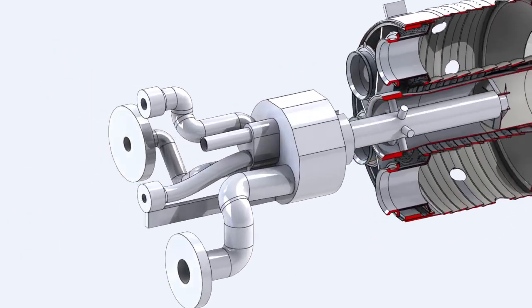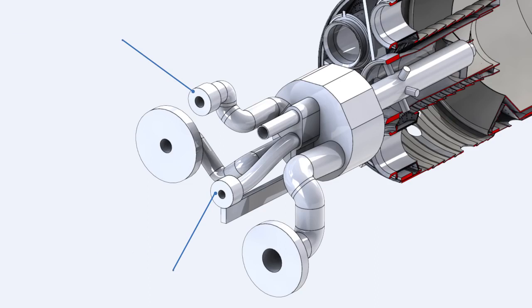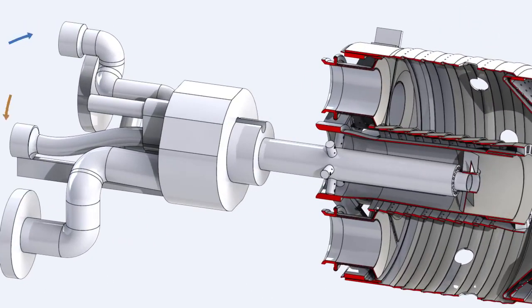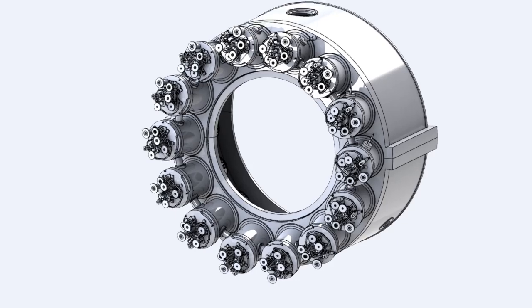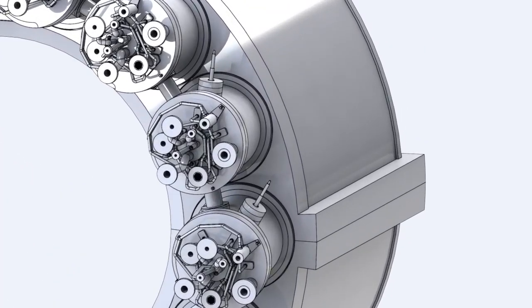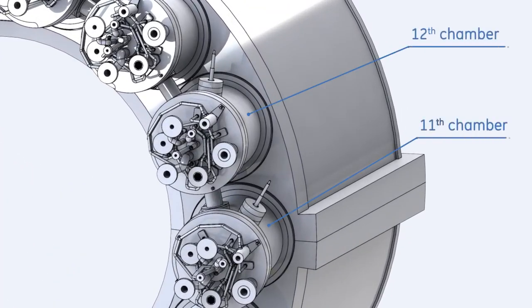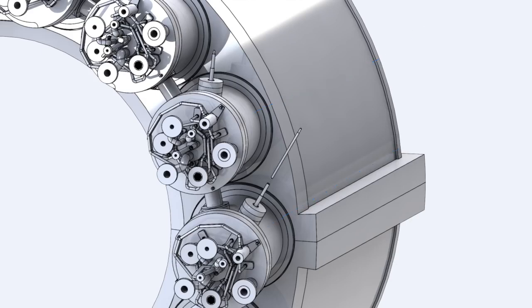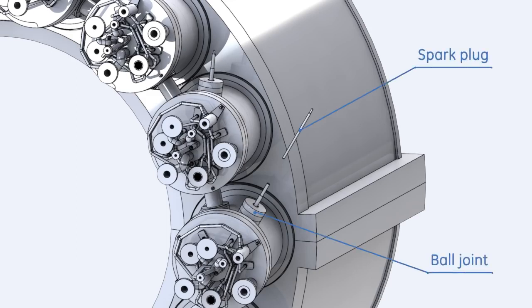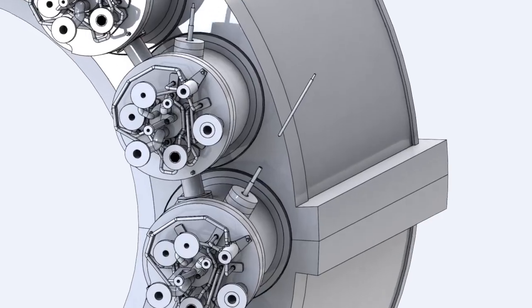Liquid fuel and water flow from the inlet flanges to the combustion zone, where they are injected at the aft tip of the secondary nozzle assembly. Combustion is initiated by means of two spark plugs mounted on the 11th and 12th combustion chambers. The spark plug is mounted on the spark plug ball joint. This joint allows adjustment of the spark plug relative to the liner.